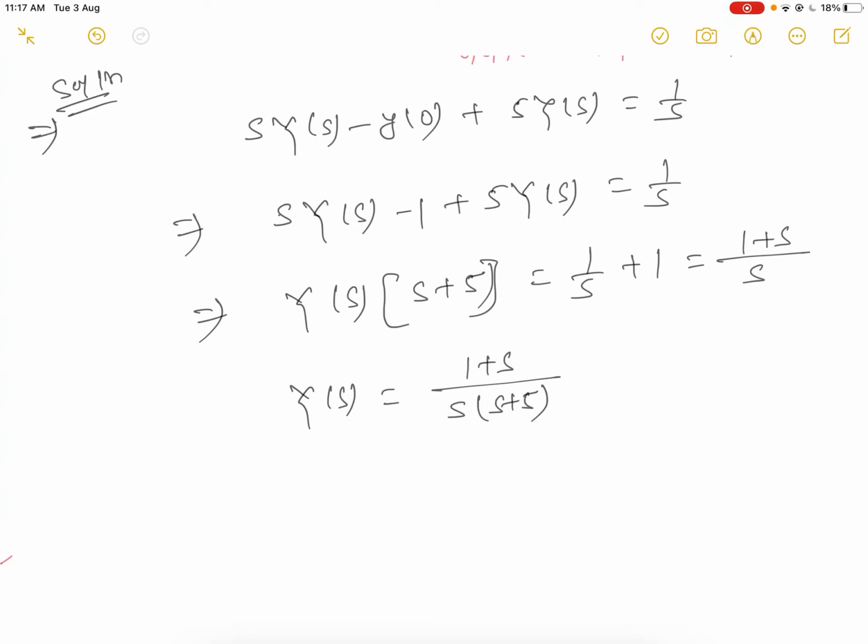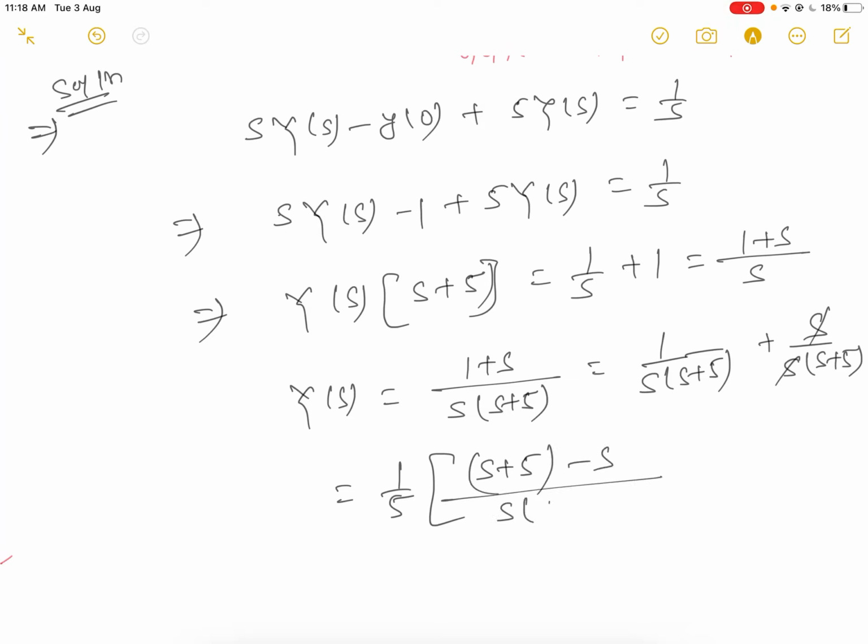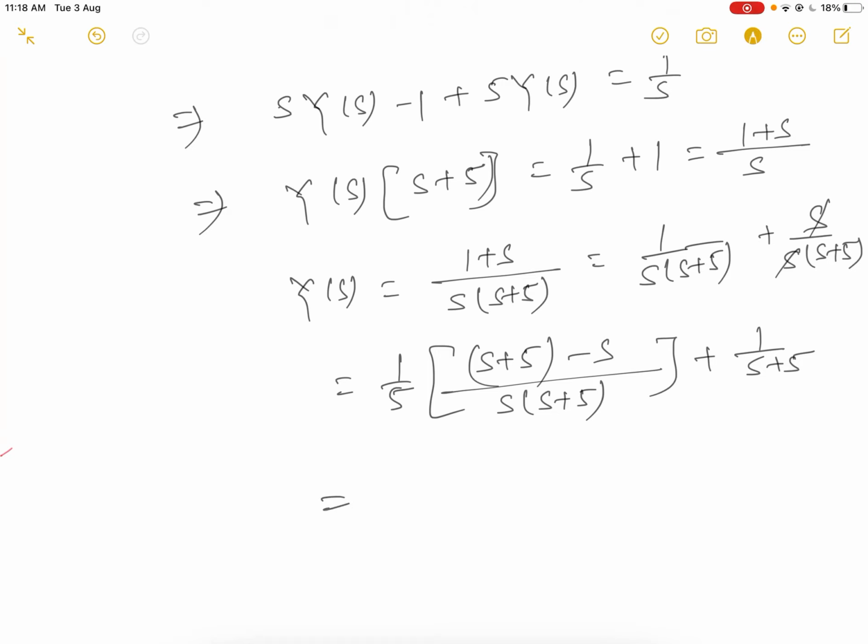Okay, so now take the partial fraction. Here we can write it as 1 by 5, and (s plus 5) minus s upon s(s plus 5), and this one 1 by s plus 5. So this one will be 1 by 5 times (1 by s minus 1 by s plus 5), and this one will be 1 by s plus 5.